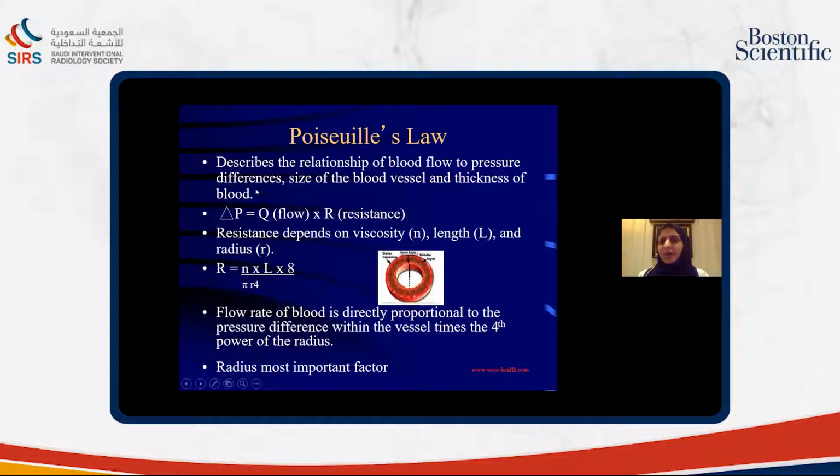Poiseuille's law describes the relation of blood flow to pressure, the size of the blood vessels and the thickness of blood. Pressure difference equals Q flow times resistance. Resistance depends on viscosity, length, and the radius. Flow rate of the blood is directly proportional to the pressure difference within the vessels times the fourth power of the radius. So the radius here is a very important factor.